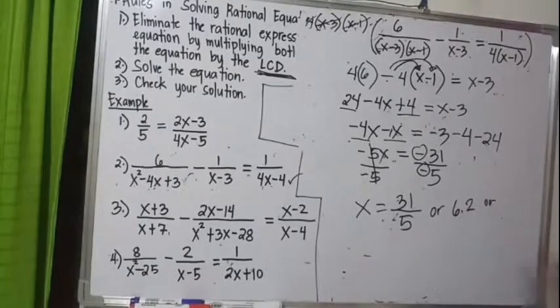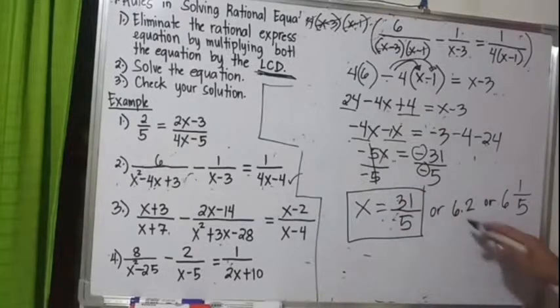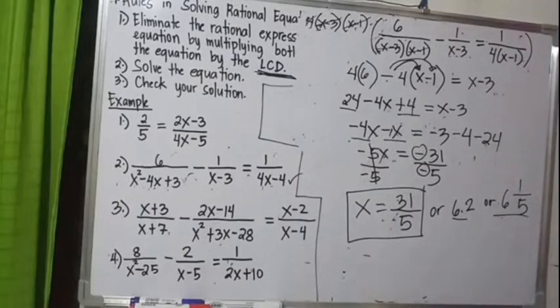Or in mixed number, that is 6 and 1/5. But this should be our correct answer, the exact form. This is the decimal, this is the mixed number. Okay, question. Okay, very good. CJ Dalisay, 31 over 5.